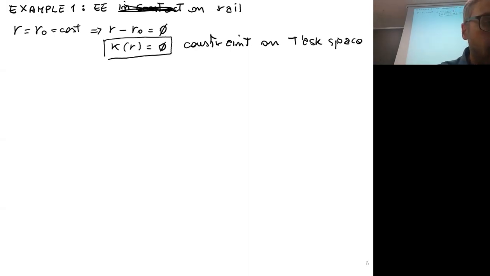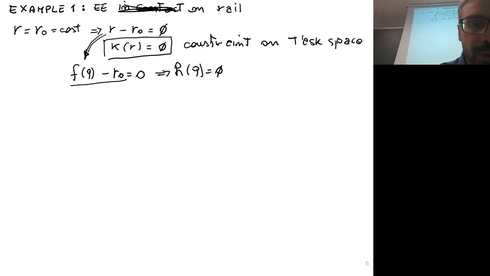While if we use the forward kinematics, and we know that our task function is a function of q, we can write this constraint at the joint level and we call it h of q equal to 0. Okay, it's a function of q.